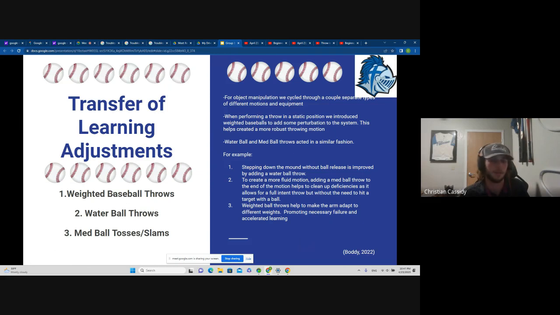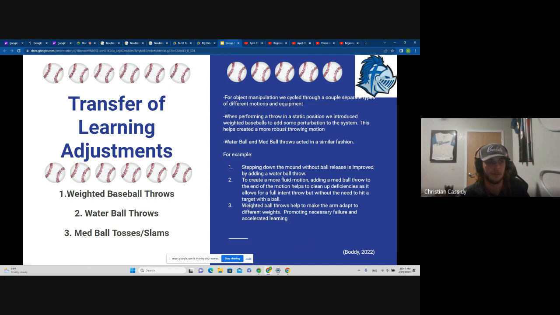So just for a couple of examples of how we would use them. If he's stepping down the mound without a ball, we would use a water ball, which I'll show on a later slide. It moves around, has water in it, helps his core stabilize. To create a more fluid motion, we added a med ball throw to the end of the motion, which helps clean up his deficiencies at the end, so he can throw with full intent and not have to worry about where the pitch is going.